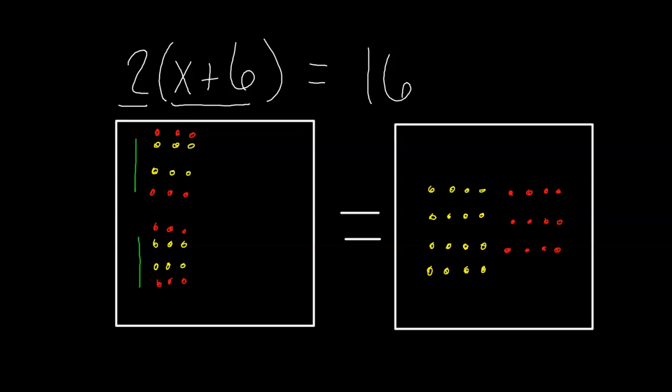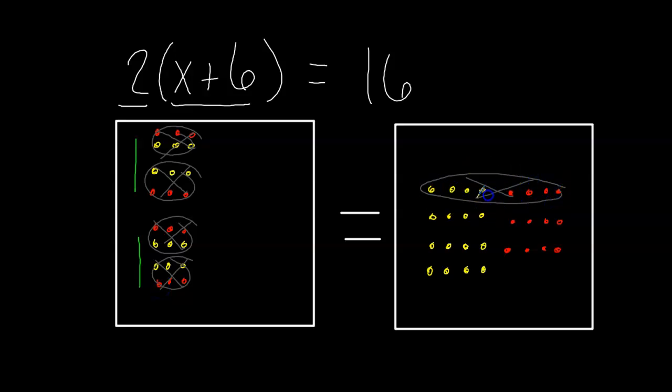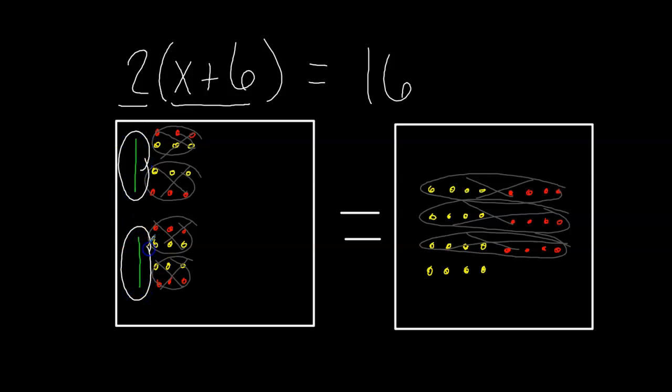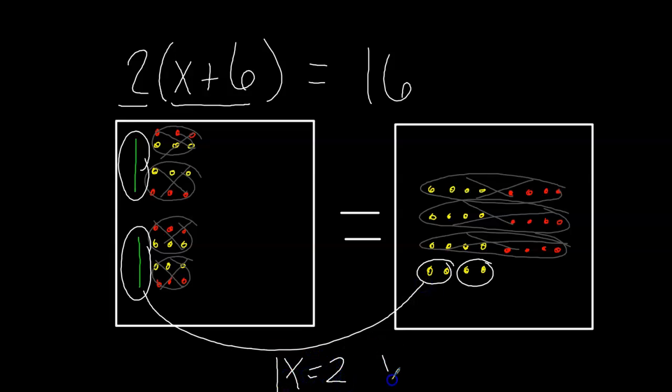Now I'm going to get rid of my 0 pairs. So those are 0 pairs, those are 0 pairs. Over here, I have those, and those. So now I'm left with 2x is equal to 4 positives. So since I have 2 x's, I'm going to split them into 2 equal groups. Since I split that side into 2 equal groups, I have to split this side into 2 equal groups. Therefore, 1x equals one group of positive 2, or x equals 2.